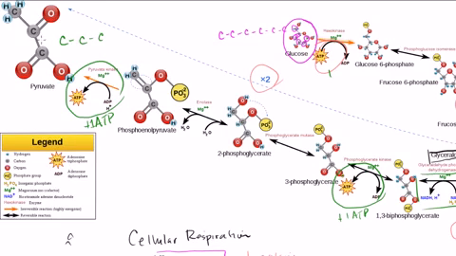There's going to be more oxidation left to do, and in the process, we were able to generate 2 net ATPs, and 2 NADHs that can later be used to produce ATPs.